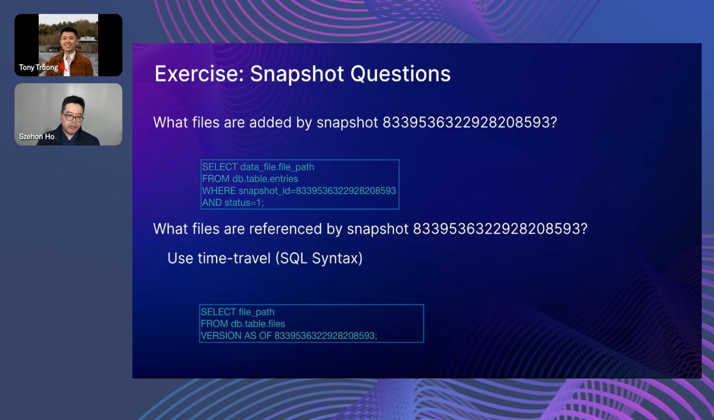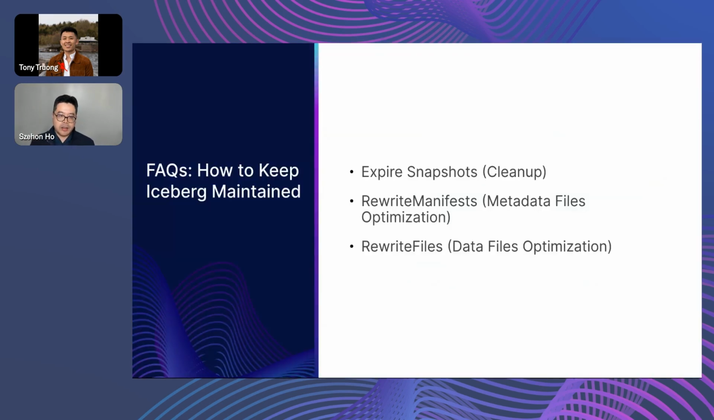And then the second one: what files are referenced by snapshot foo. Again, this will be a much bigger list than the first one. So for this one, instead of the entries table, we'll actually be using time travel. If you know time travel, this is the exact same syntax I think Iceberg uses for data time travel, and I'm just showing you can do the same thing with metadata time travel. So keep that in mind. You can select from the files table version as of foo, and then get all the files as of time foo. I think that's sometimes helpful for snapshot analysis.